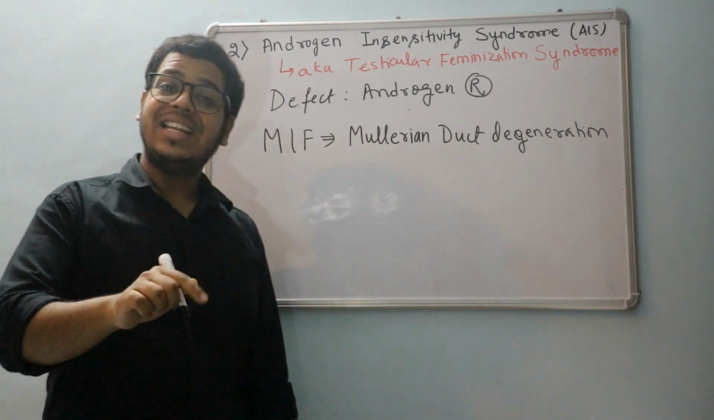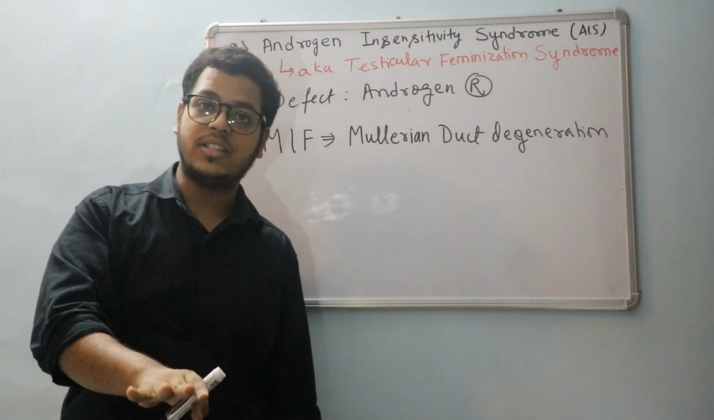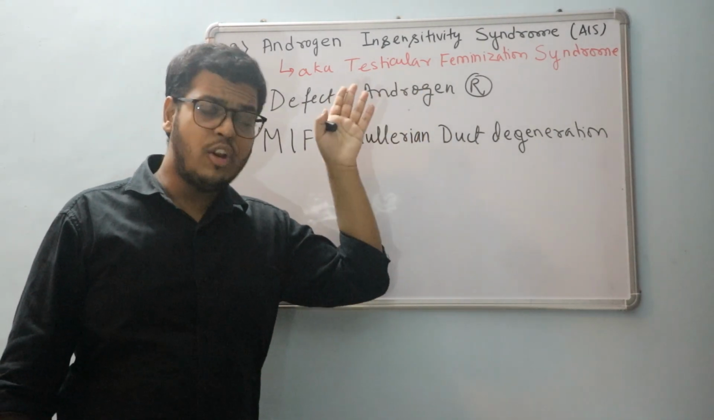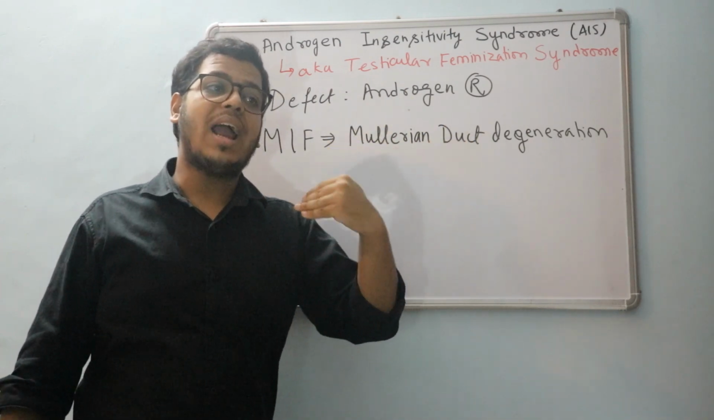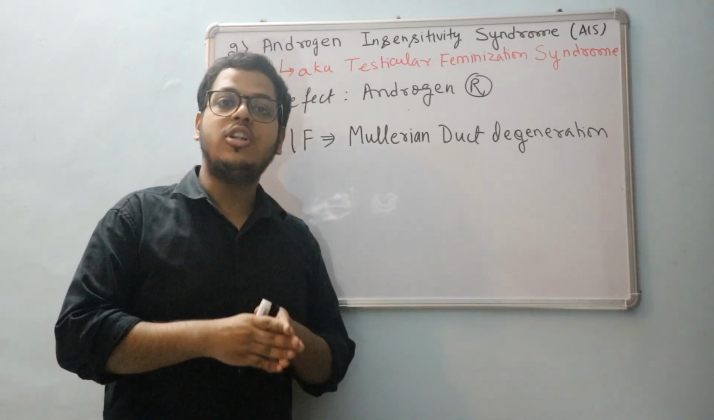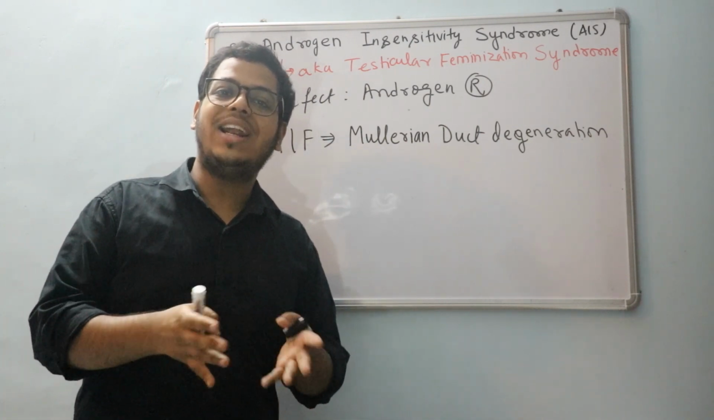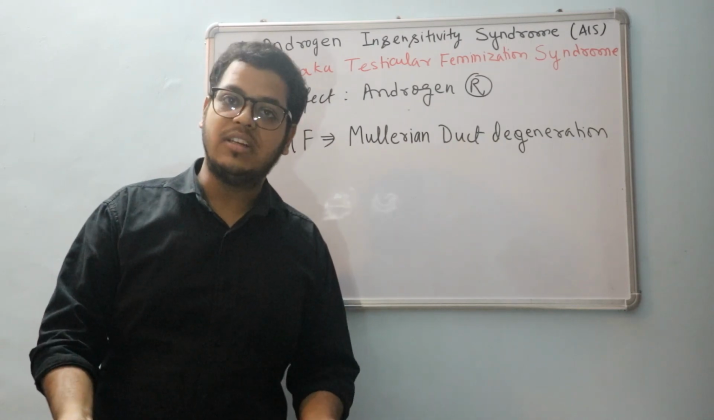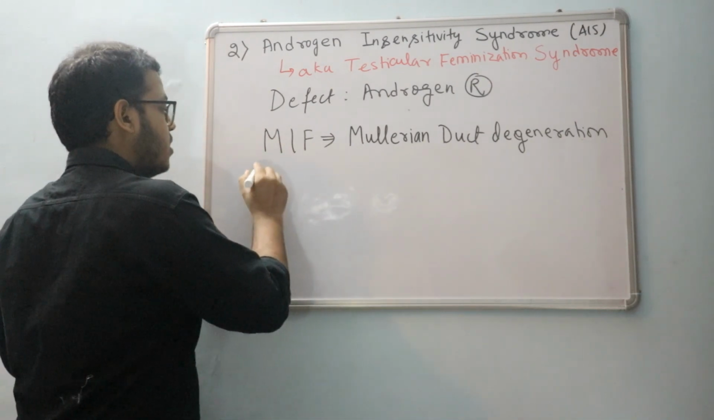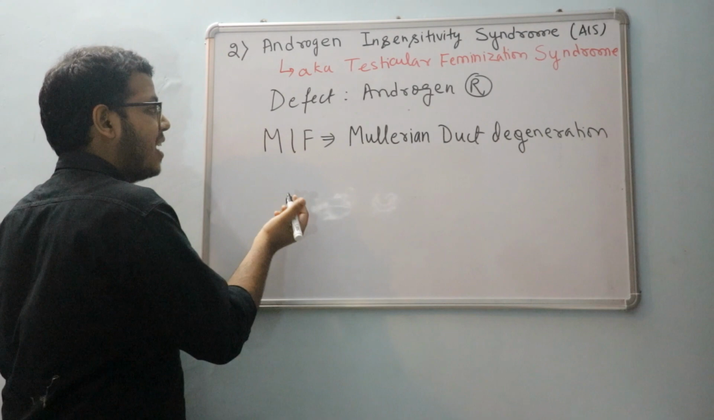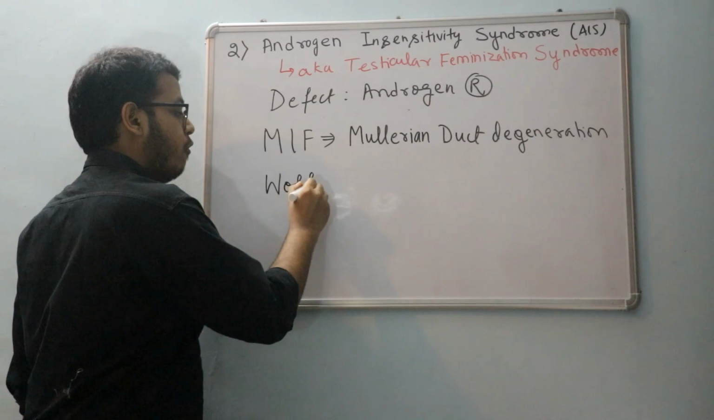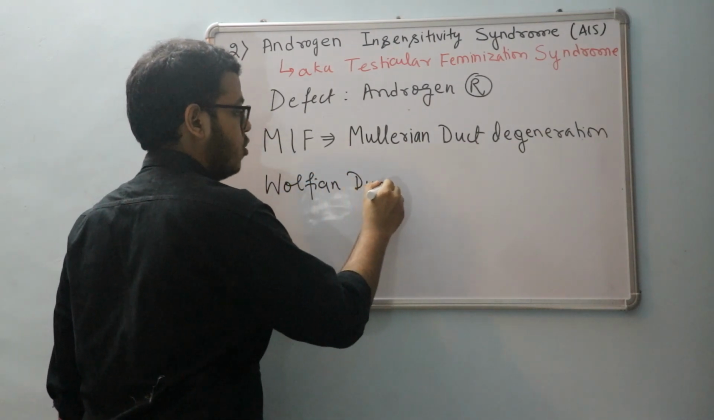Now what happens is, there is testosterone, there is DHT, everything is present, but it will not be able to act on the androgen receptors. If it is not able to act on the androgen receptors and show its action, it is almost as if it is not present. So if the hormone is not showing its action, you can correlate it with the androgen itself being absent, and that is why there is Wolffian duct involution also, or degeneration.